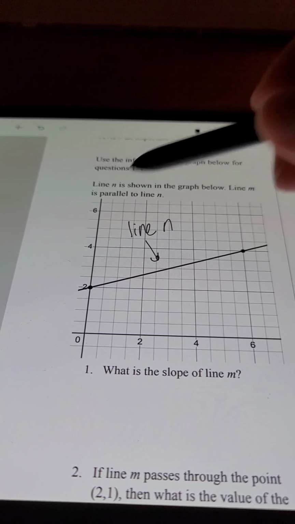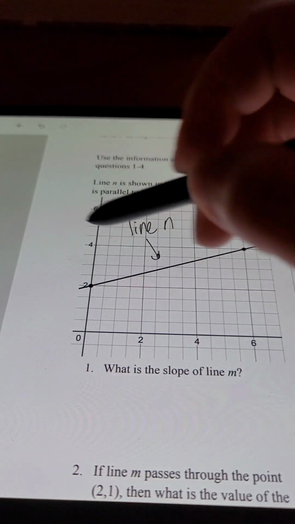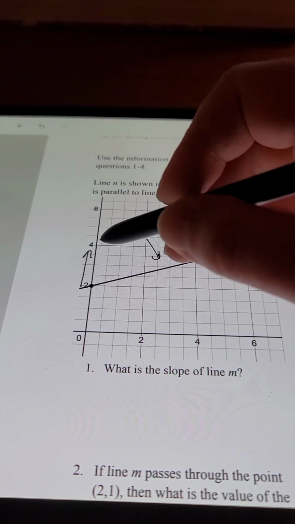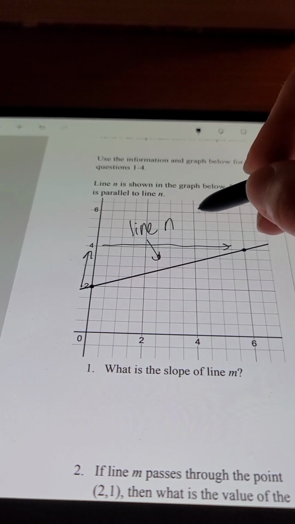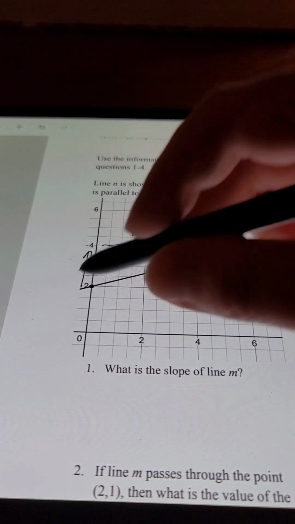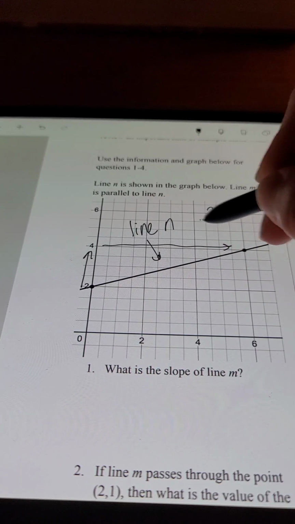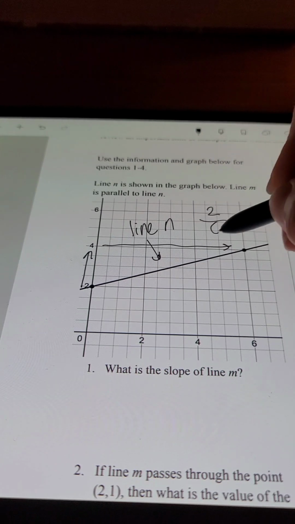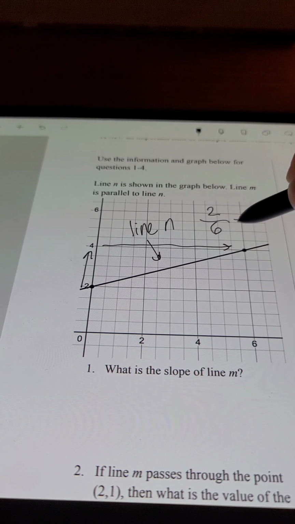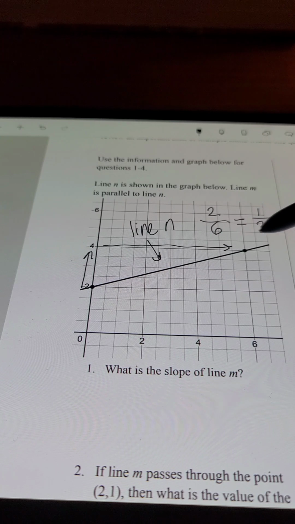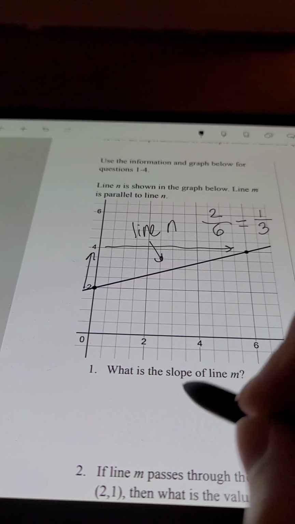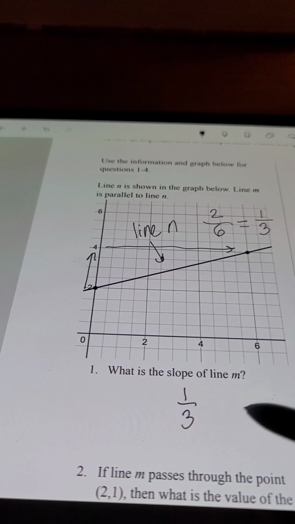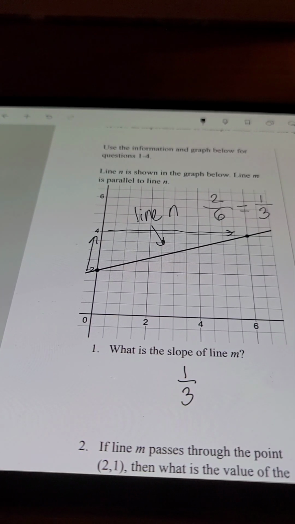I'm going to use these 2 points right here, and I'm going to say, okay, what's my change in y over my change in x? Because that's slope. So the change in y would be that it's going up by 2, and the change in x would be it's going over to the right by 6. If I divide by 2 on top and bottom to simplify, I get 1/3. So the slope for line N is 1/3, which means since they're parallel lines, the slope of line M is also 1/3.